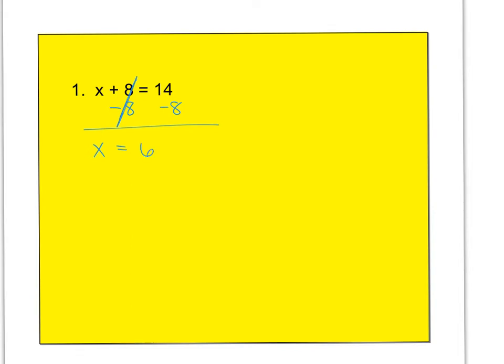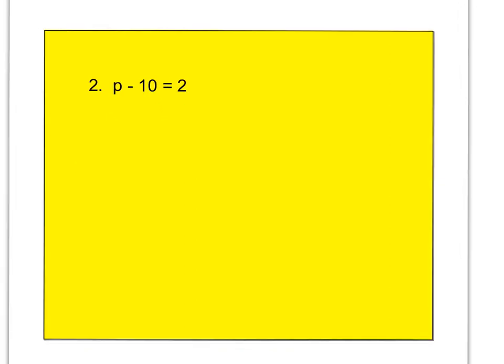And the last step would be to multiply or divide by a coefficient. That would be a number in front of the x. Since there is no number in front of the x, we are done. X equals 6. All right, go ahead and pause the video and try number 2, and then when you're done, unpause the video to see if you got it right.